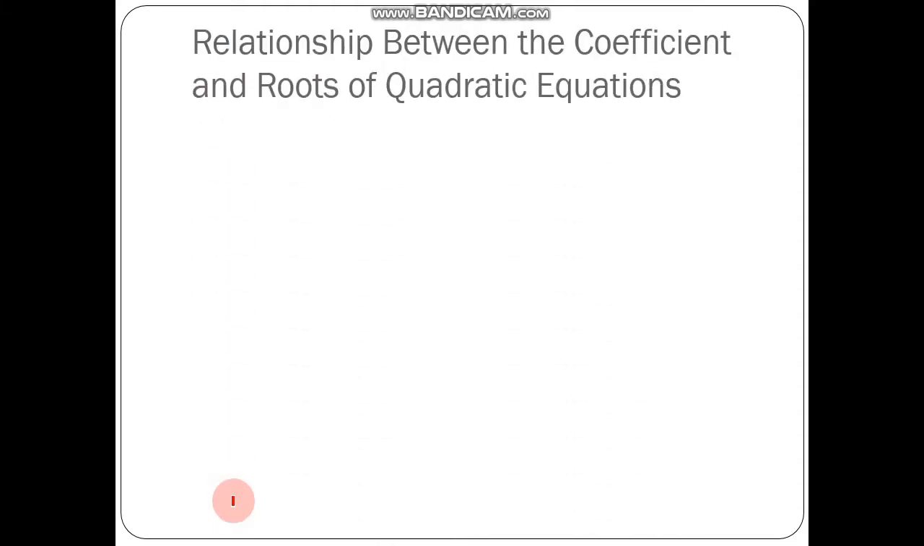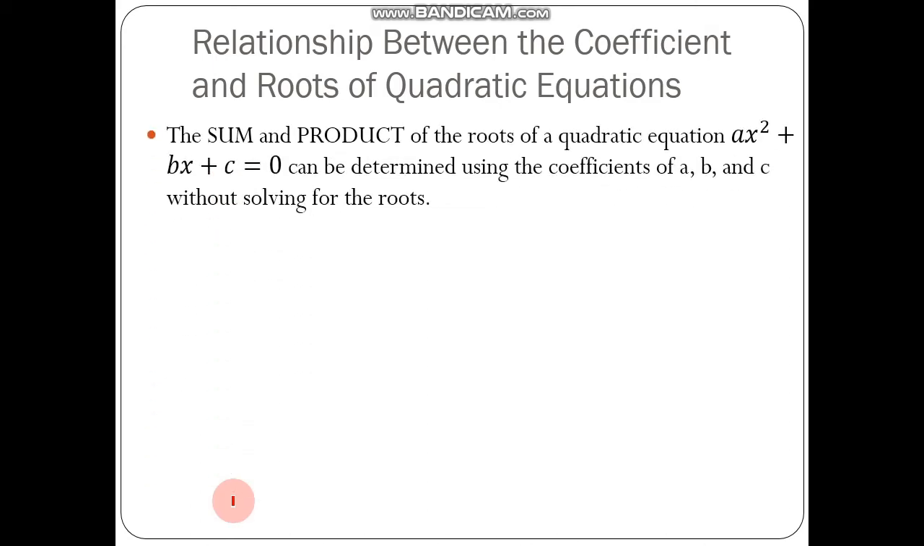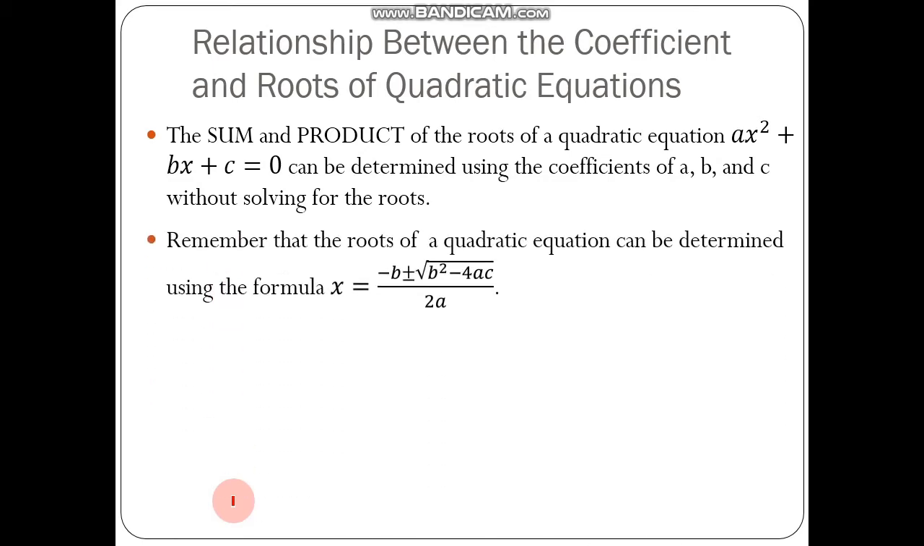Okay, let's go to the relationship between the coefficients and roots of quadratic equations. The sum and product of the roots of a quadratic equation ax squared plus bx plus c equals 0 can be determined using the coefficients a, b, and c without solving for the roots. Remember that the roots of a quadratic equation can be determined using the quadratic formula. This one.